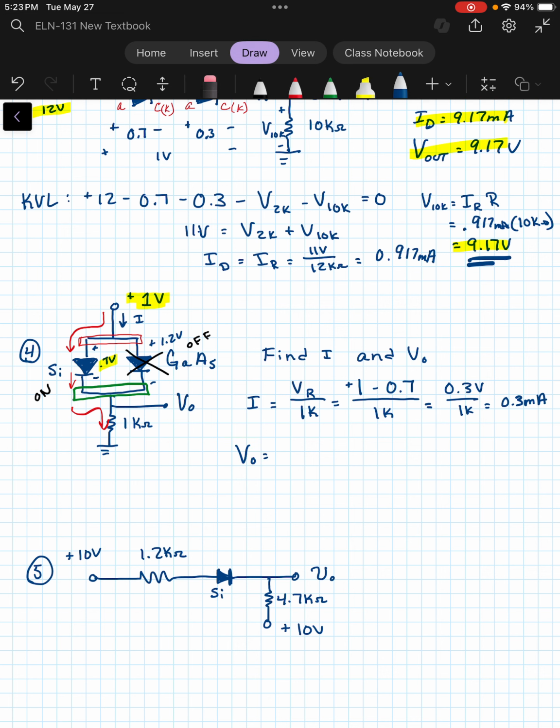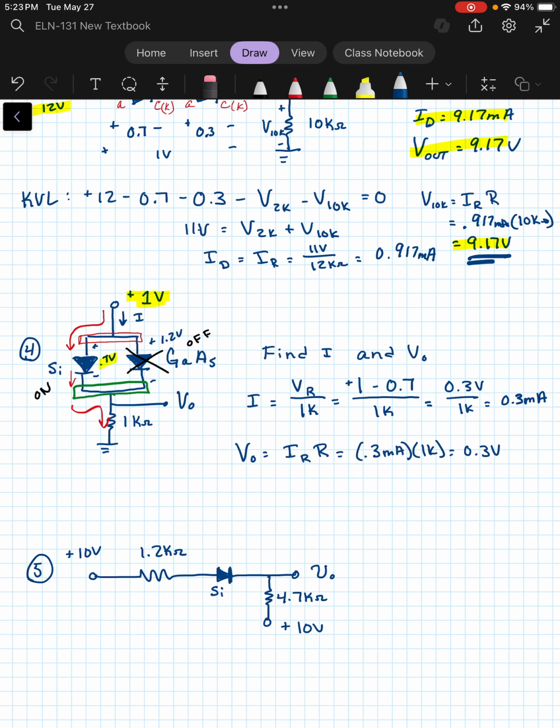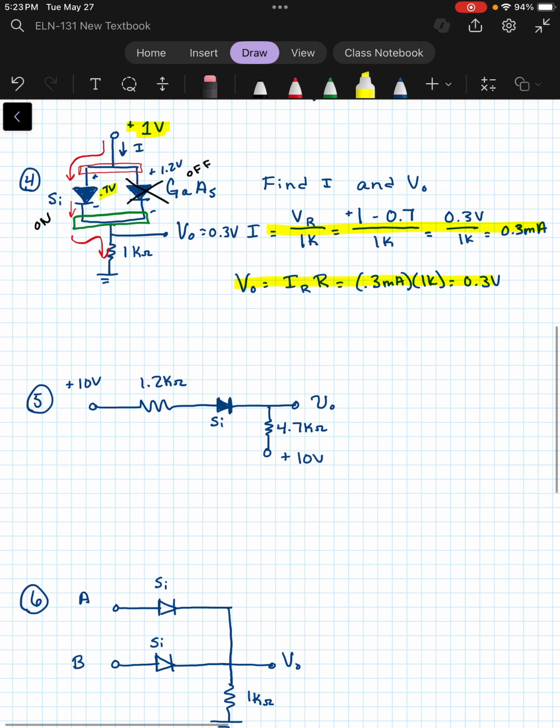So what would V out be? Well, V out is simply the voltage across the 1K ohm resistor. So it would just be IR times R, the 0.3 milliamps times the 1K, which of course is 0.3 volts. And keep in mind, we could have gotten there simply by taking our 1 volt that we supplied minus the 0.7. That would also get us a V out of 0.3 volts. Okay, so there's our current and there's our voltage out.